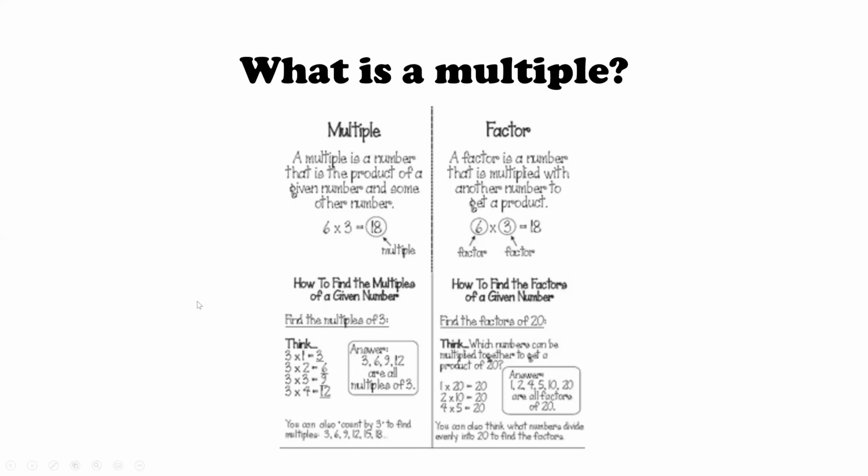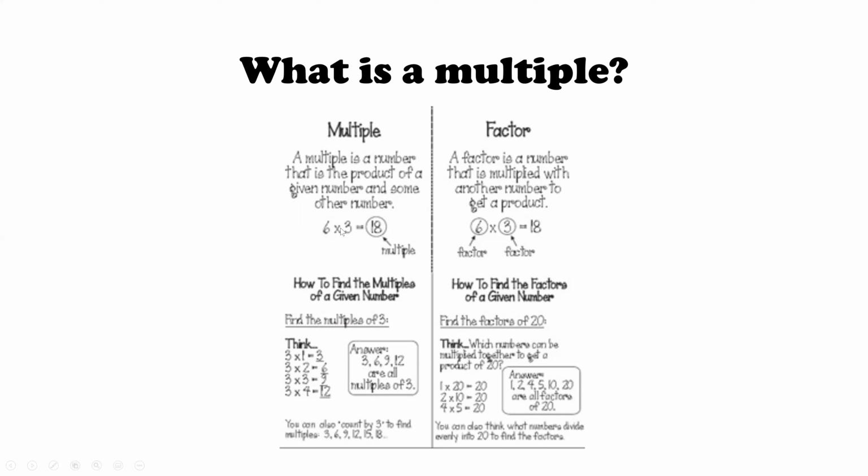What is a multiple? Today we're learning a new math vocabulary word, and that word is multiple. A multiple is a number that is the product of a given number and some other number. What? I know you're probably thinking, what is this? It's simple. A multiple is your answer.